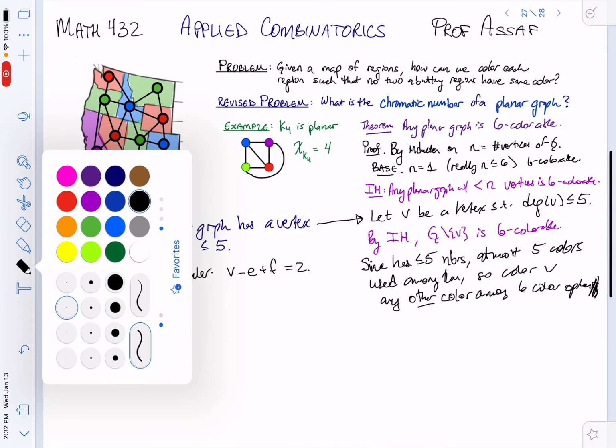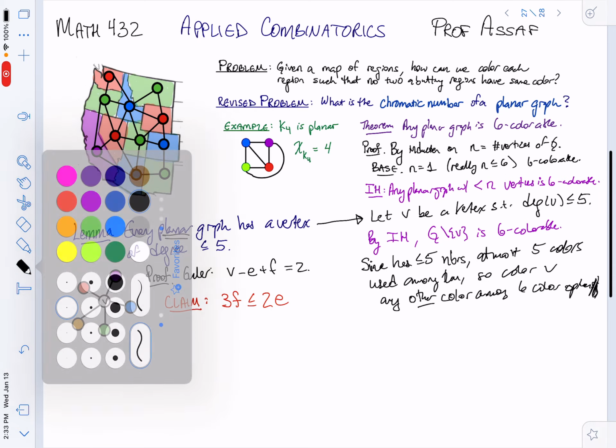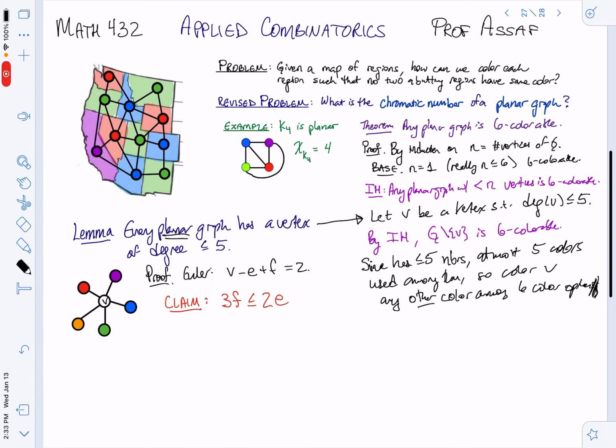Okay, now I'm going to throw in a claim. This claim I'm not going to prove because I'm going to leave it to you to prove for the homework. For a planar graph, we can talk about faces, and I claim that 3 times the number of faces is less than or equal to 2 times the number of edges. So think about that for your homework. That's going to be something that you can just prove by thinking about the structure of faces and edges.